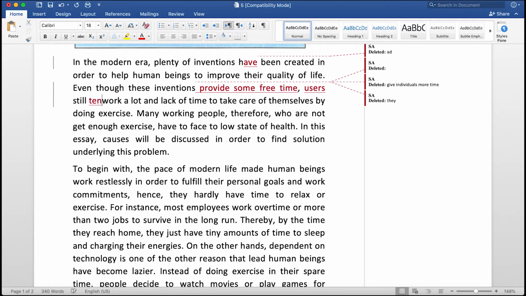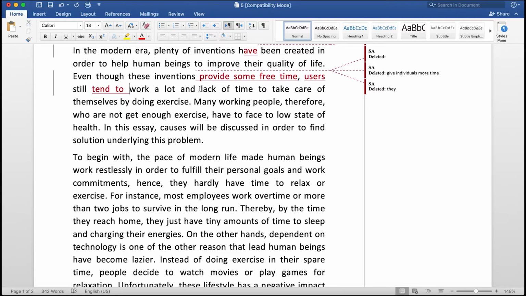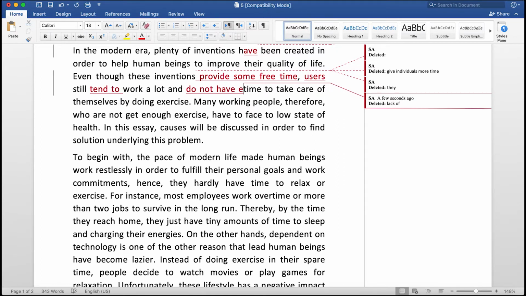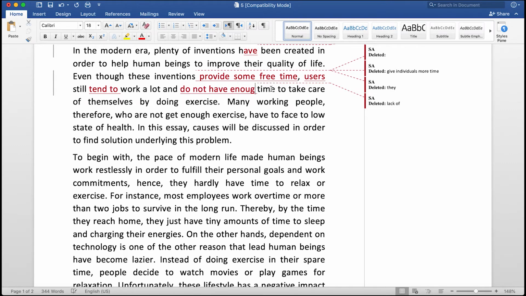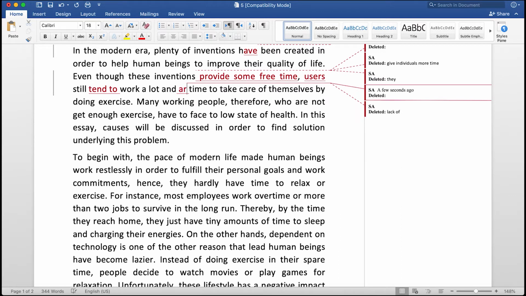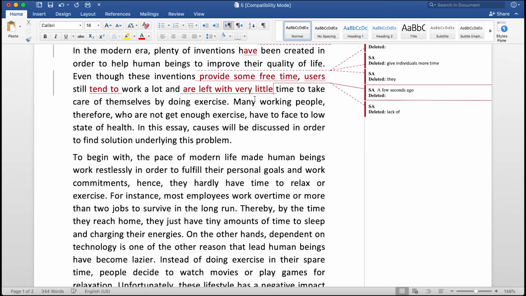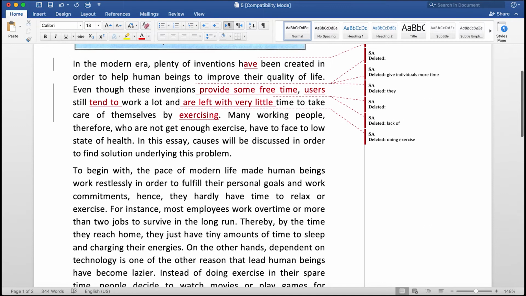So still tend to work a lot and lack of time to take care of themselves. Okay, so lack of isn't a verb. And so maybe, and do not have enough time to, or are left with little time. I think that's even better. And are left with very little time to take care of themselves by doing exercise. Okay, so why doing exercise? Why not just say by exercising? Right? It's not wrong to say doing exercise.